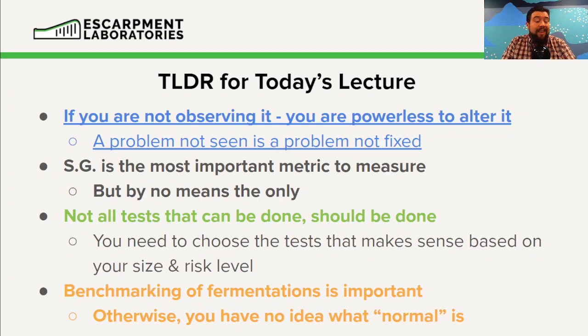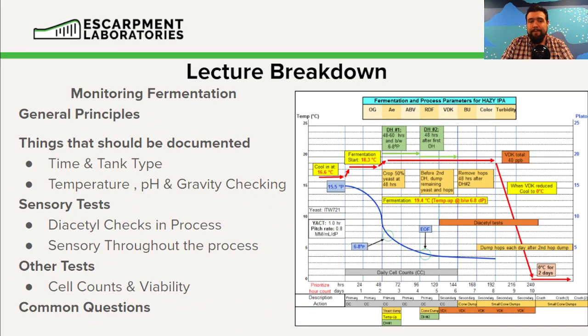Not all tests that can be done should be done. And this might sound a little hypocritical coming from someone who runs a yeast lab. However, you need to choose a test that makes the most sense based on your brewery's size and risk level. And finally, benchmarking of your fermentations is very important. Otherwise, you have no idea what a normal ferment is, and you have almost no way to consistently reproduce the same fermentation, or to know what is supposed to be occurring.